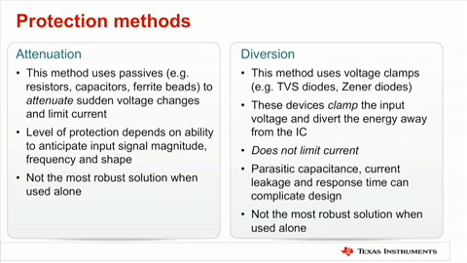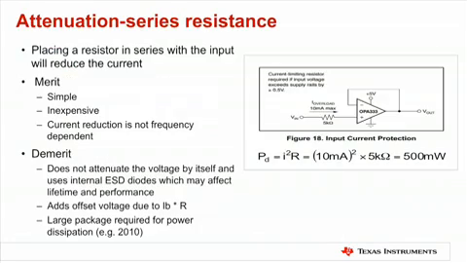Attenuation uses passive components like resistors, capacitors, and ferrite beads to attenuate high frequency changes and to limit current. The level of effectiveness depends on our ability to anticipate the input signal's shape, magnitude, and frequency. Diversion capitalizes on the high voltage properties of the transient signal by using diodes to clamp the transient to ground and divert energy away from the rest of the system. When used individually, both of these strategies will have drawbacks, but when used together, they can create a very robust solution. We'll go through a series of examples using the OPA333, a 1.8 volt zero drift op-amp.